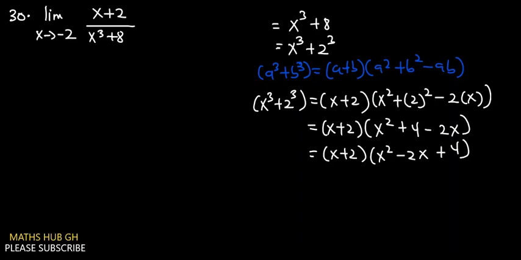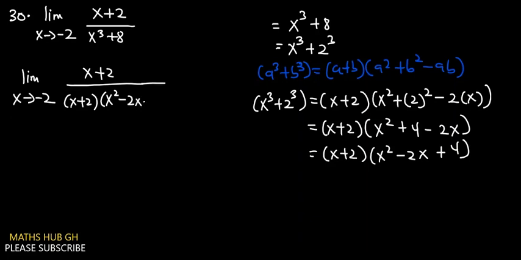So let's do the substitution now and see. We are going to have the limit as x approaches minus 2 of x plus 2 divided by x plus 2 multiplying x squared minus 2x plus 4. This is what you are going to have. So this and this will now cancel out. So at the end, we are going to have the limit as x approaches minus 2 of 1 over x squared minus 2x plus 4.